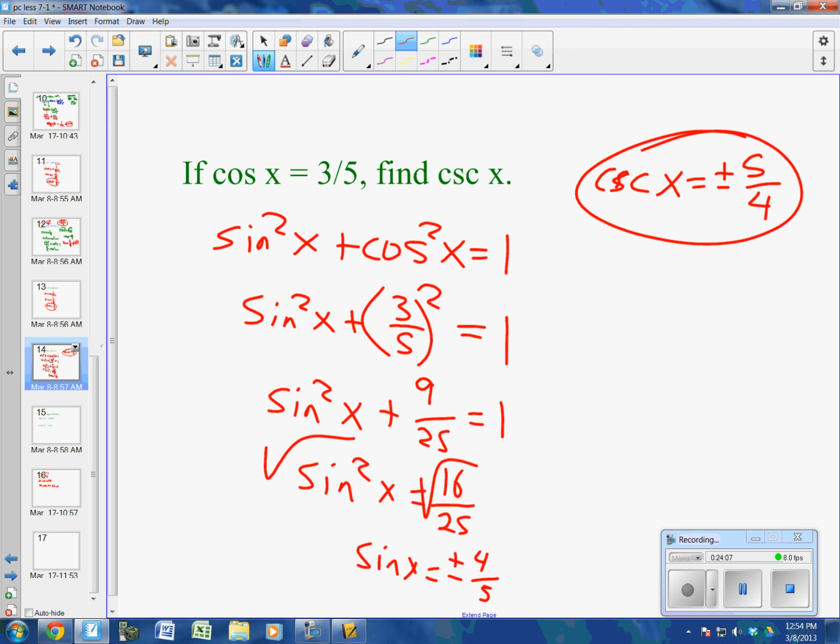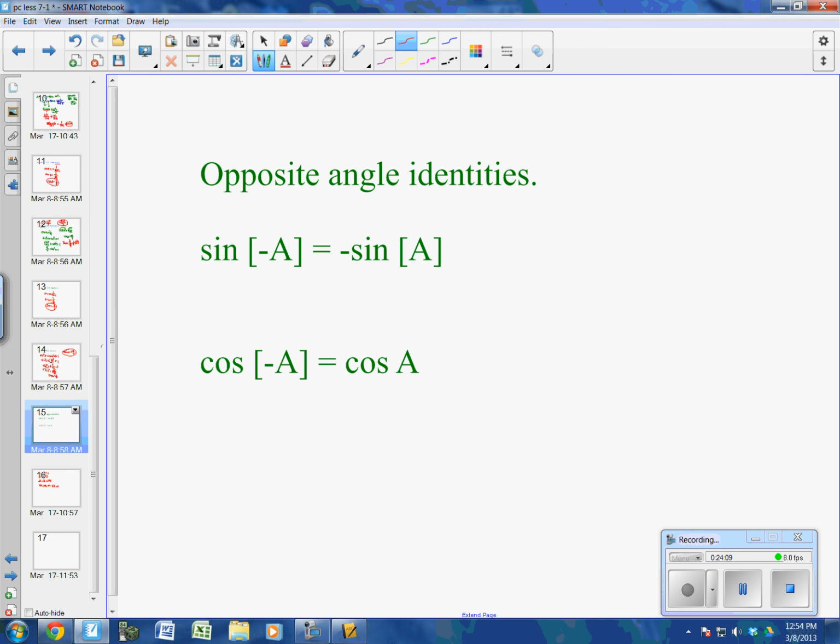Last slide. Here are 2 more identities you need to know. Sometimes these are called even odd identities. Some people call them opposite angles identities. That's what your book calls it. Sine of a negative angle is equal to the negative sine of the angle. And cosine of a negative angle is equal to the cosine of the angle.